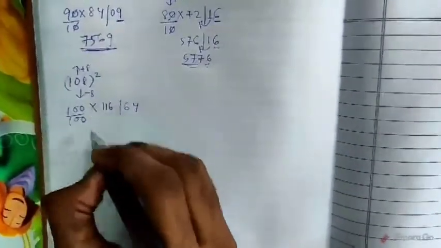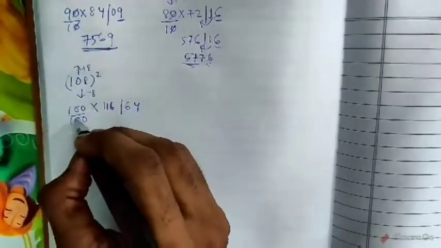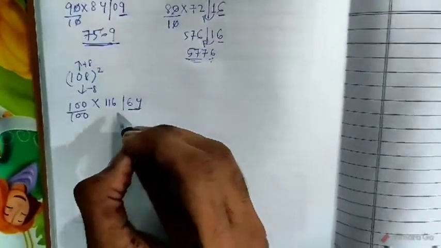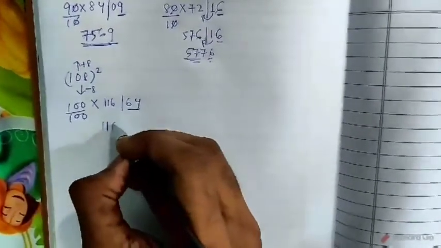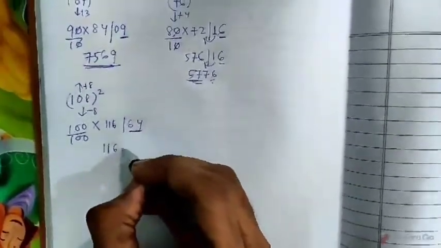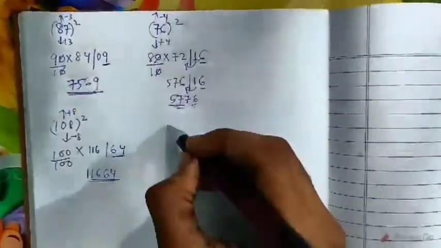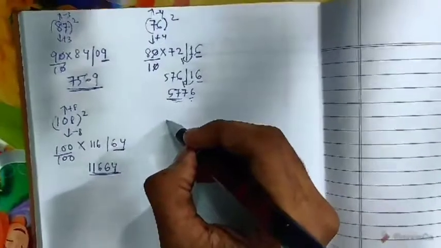Then we have to divide it by 100. Now this time see, we have divided it by 100. So 64 will be our last two digits. And we have our number 116 and last two digits 64. So this is the square of 108. Now take another example.